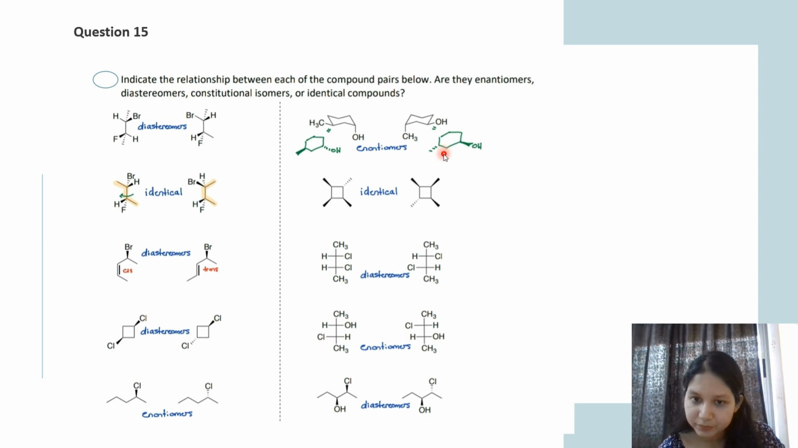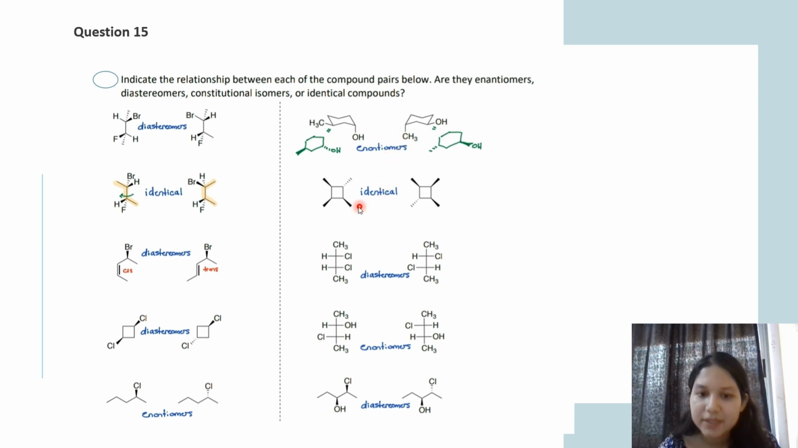You will find that these two compounds are mirror images of each other, but they are non-superimposable. For example, if you place a mirror between them, say we are placing a mirror above the plane of this molecule, and then we place this molecule above the mirror. You will find that these two are mirror images, but they will be non-superimposable. Hence, you will get a pair of enantiomers.